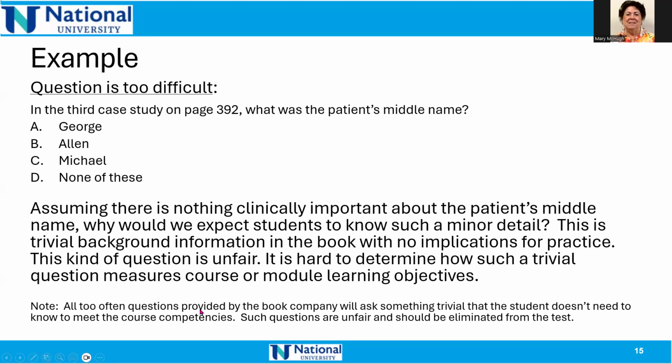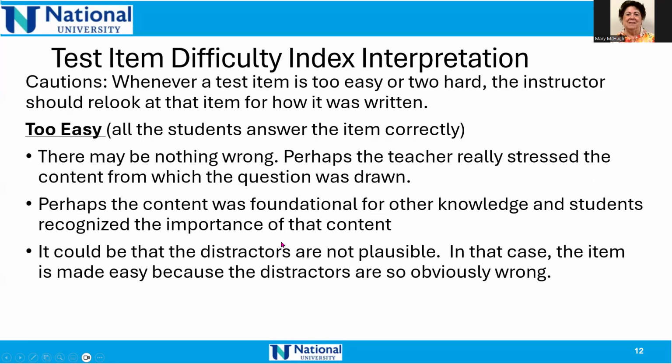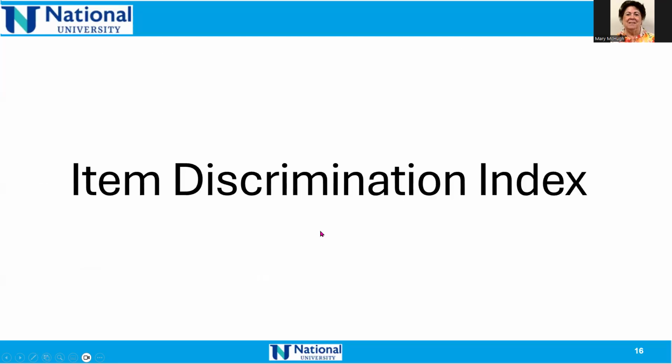And as I said in a note, I have seen too many trivial questions produced by the book company test bank. And so I hope you'll be careful to make sure that you don't allow a question like that on your test. Now let's look at the next measure, which is the item discrimination index.